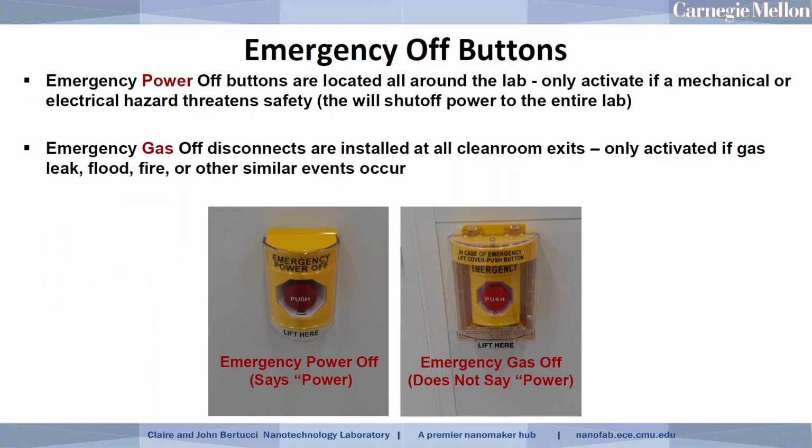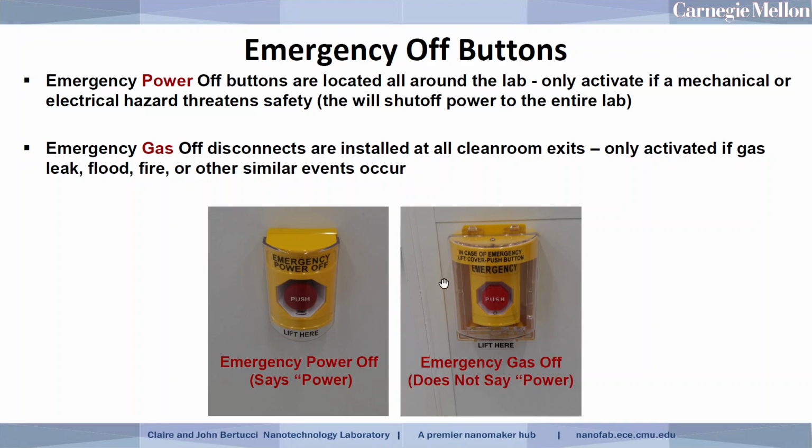So we're going to review a couple of the emergency off buttons. We have emergency power off buttons that are located all around the fab, and an example of that is shown on the left-hand image here. It actually says the words emergency power off, so you know that this is the power off button.